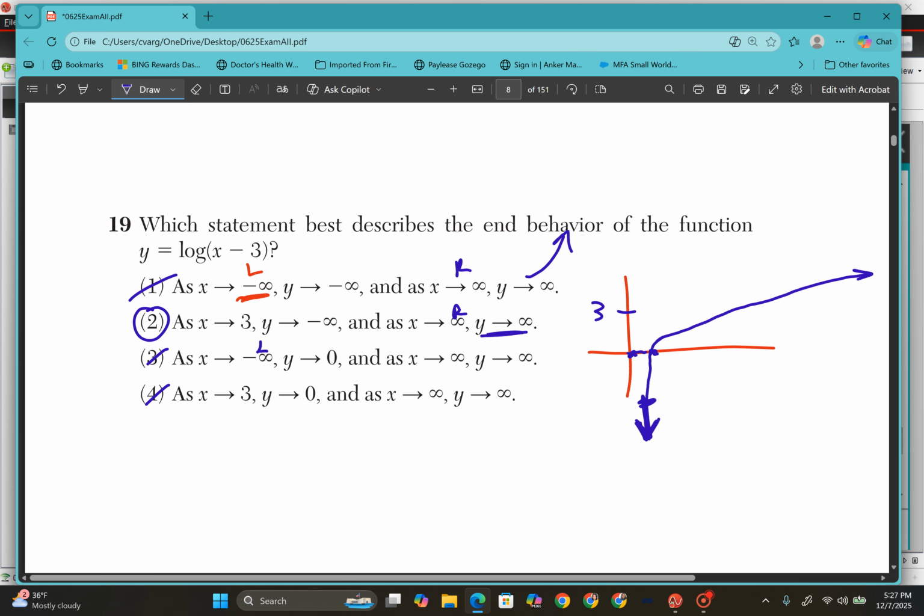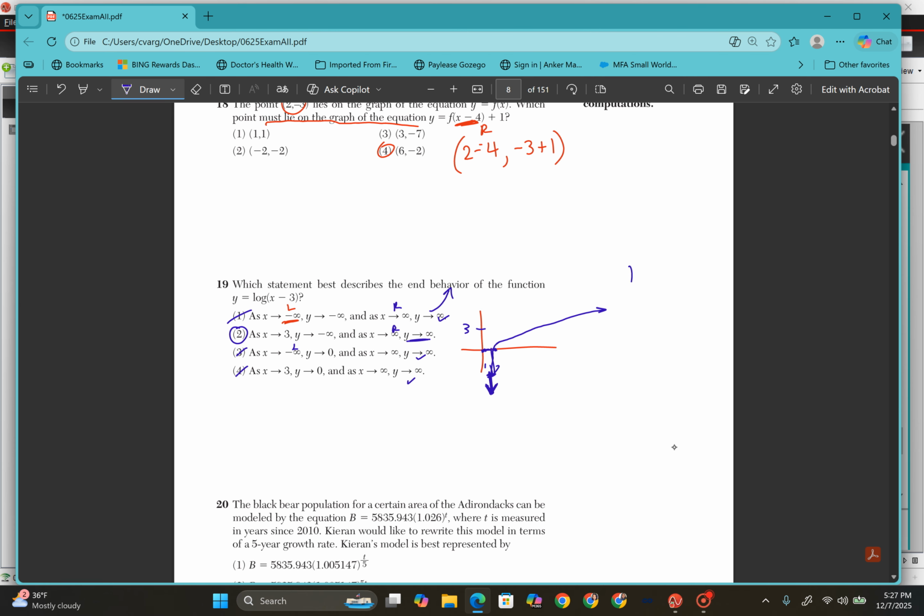Okay, so for this one, as x approaches 3, our y does go down. That is true. And as x approaches infinity, or as we go to the right, our y is going up. So this all says as we go right, y is going up. But the only one that's true for the left-hand side is as x approaches 3, y goes towards negative infinity. It doesn't go lower than that. Okay, so number 19 we can do, so we can say that this is 15 out of 14 questions that we need to pass.